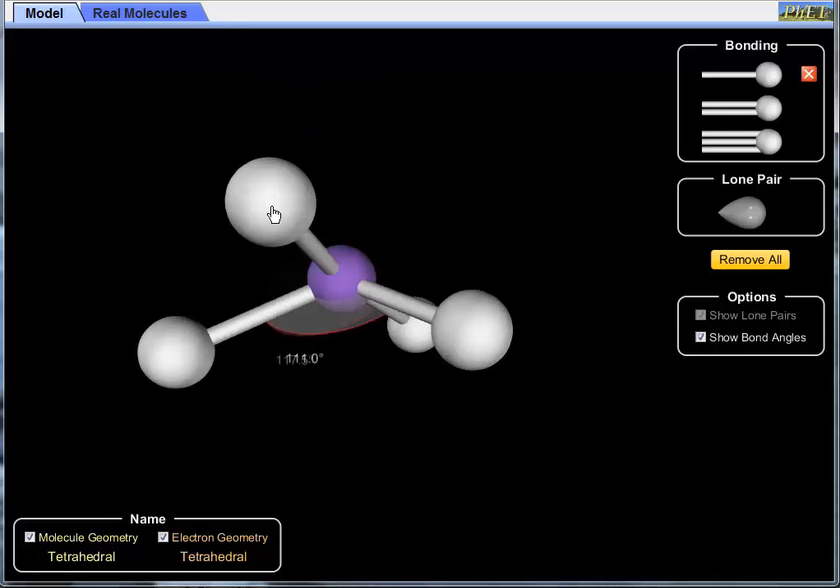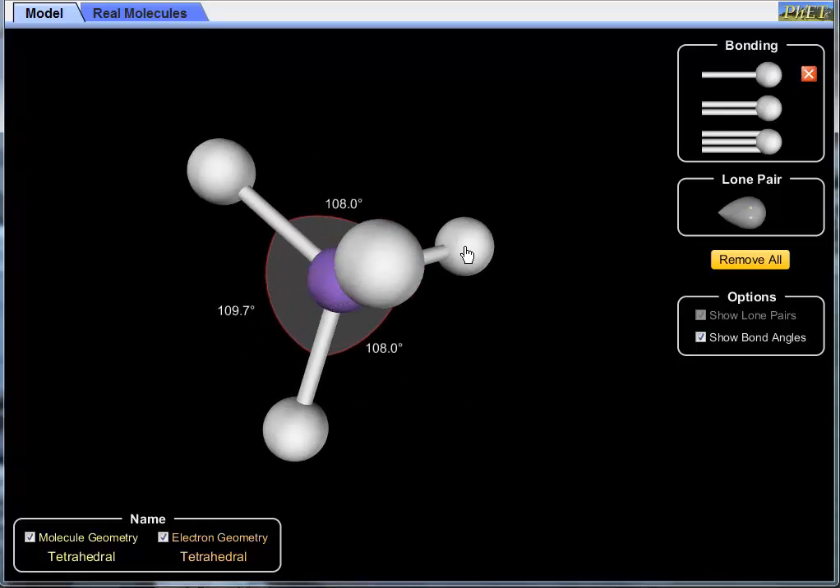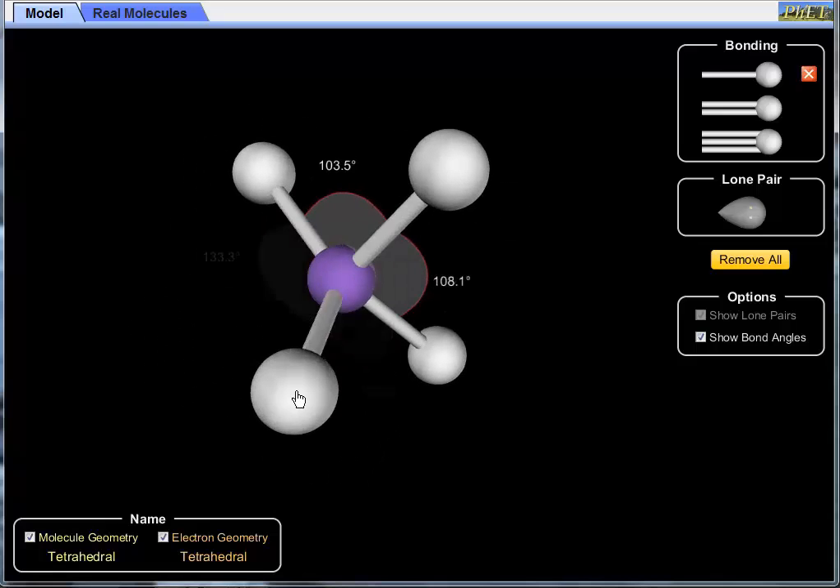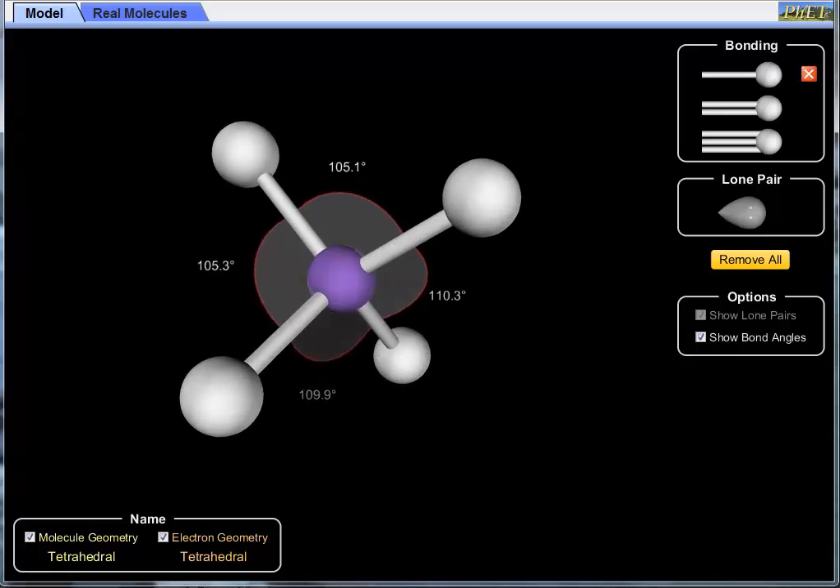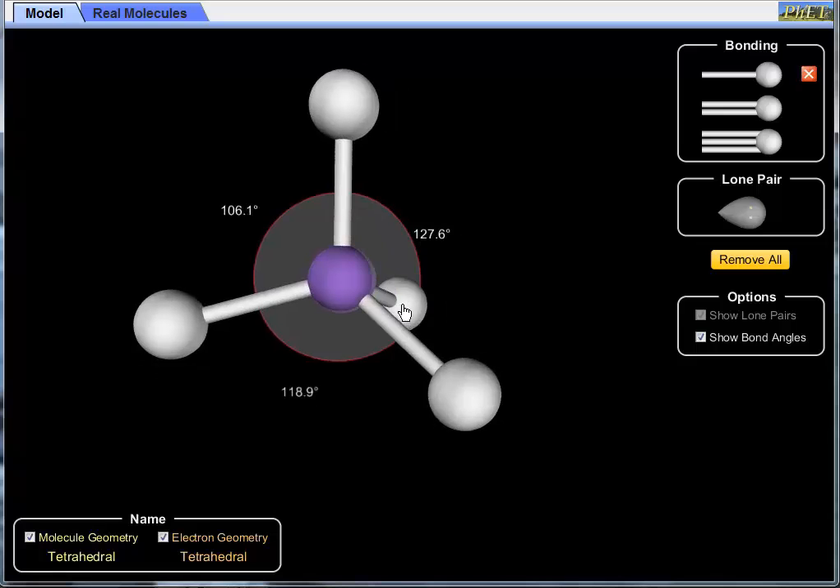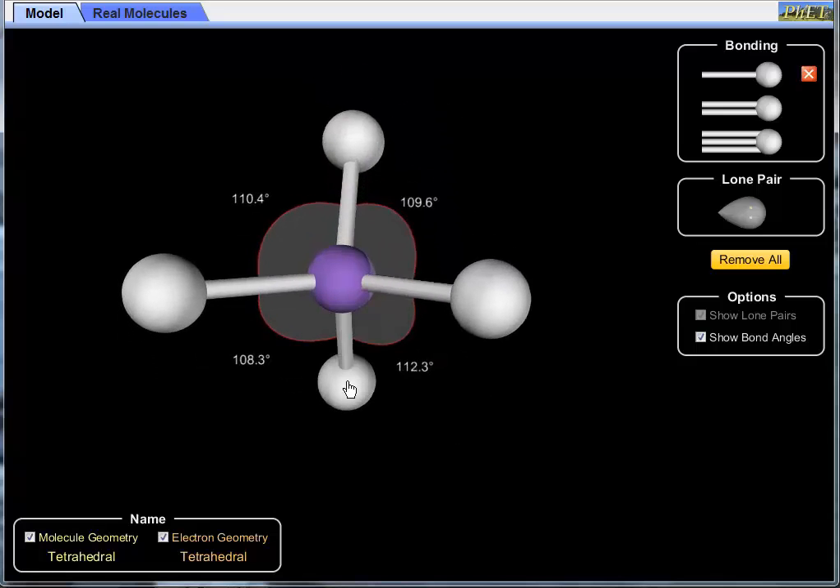So once we've determined the electron domains, whether we're dealing with single bonds or double bonds or lone pairs, the 3D molecular shape will be based upon the repulsion between these electron domains. They will always be arranged so that the repulsion between the electron domains is at a minimum, or another way of saying it, that these electron domains are as far away from each other as possible.